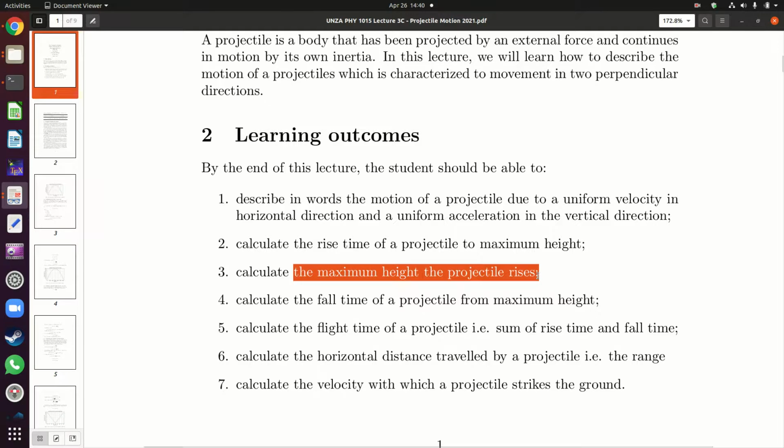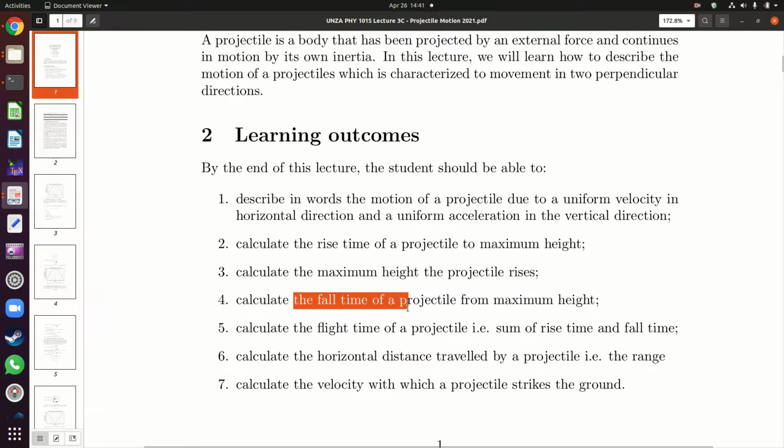So you want to find the rise time, the time it takes your projectile to get to maximum height. The other thing you want to find out is the maximum height which a projectile actually reaches. Then next, you want to find how much time it takes your projectile to fall from maximum height. What is the amount of time it takes your projectile to come back from maximum height? So those are the things you're interested in.